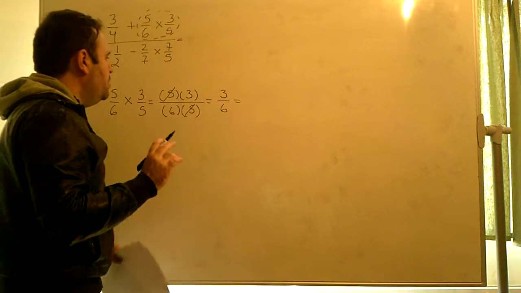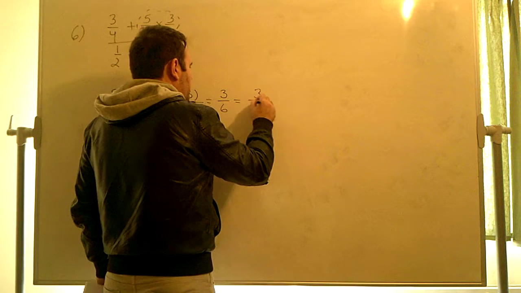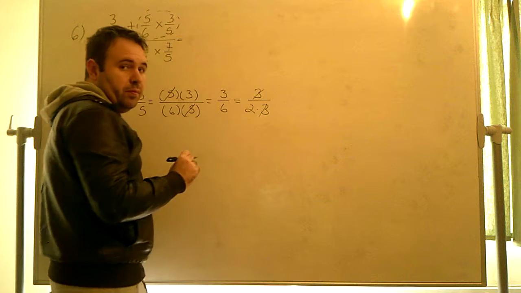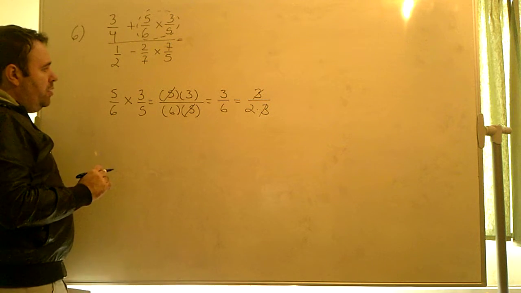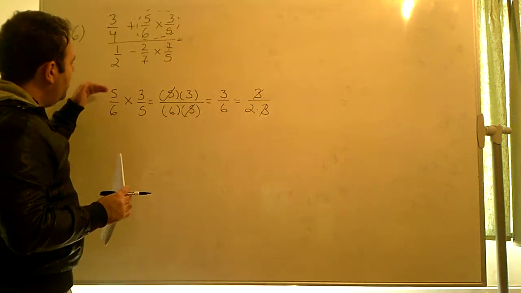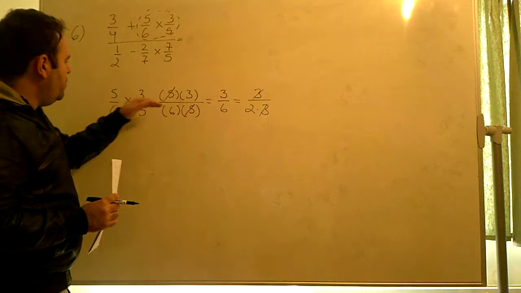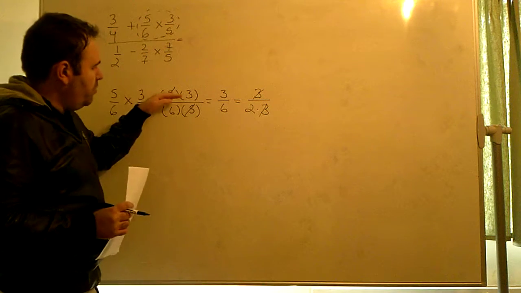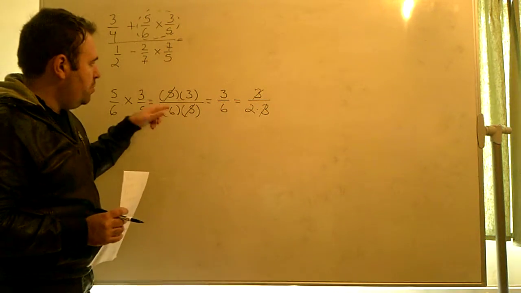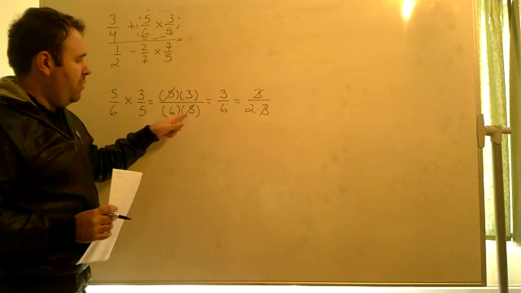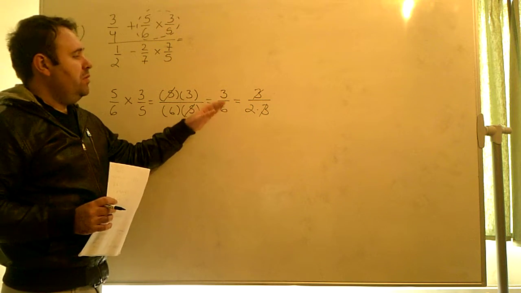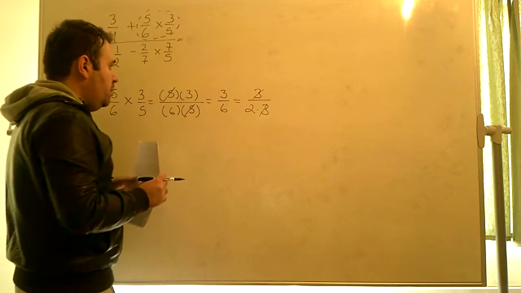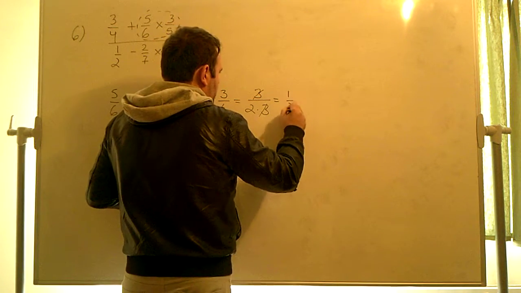But 6 is equal to 2 times 3. So 3 divided by 3 is 1. Let's recapitulate. So it's 5 times 3, 5 times 3, and 6 times 5, 6 times 5. Well, we could write down 15 and 30, but it's better to leave it like this. Then 5 divided by 5 is 1, and then we will have 3/6. And then 6 is equal to 2 times 3. So this will be equal to 1/2.